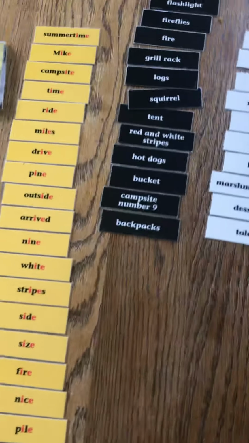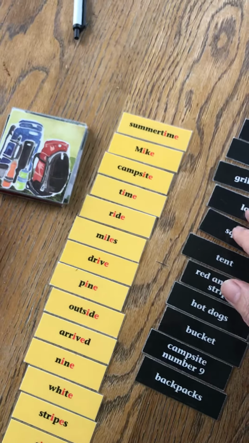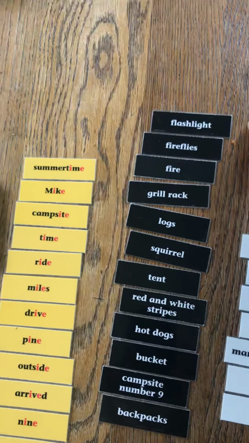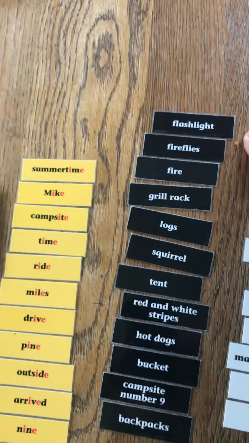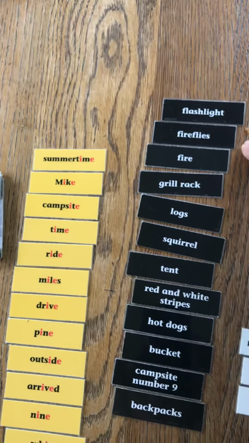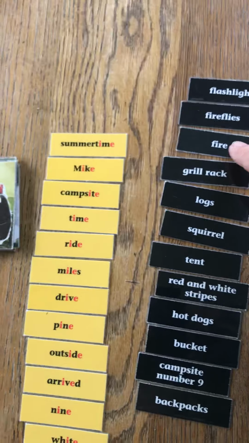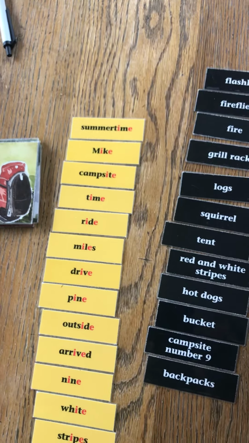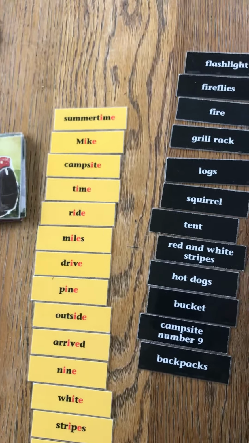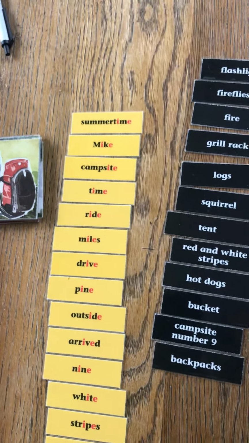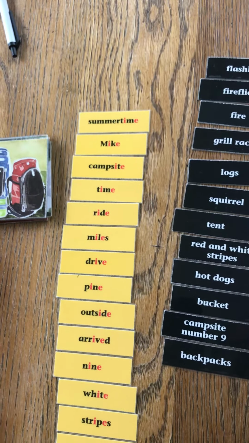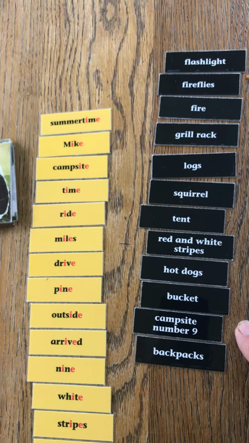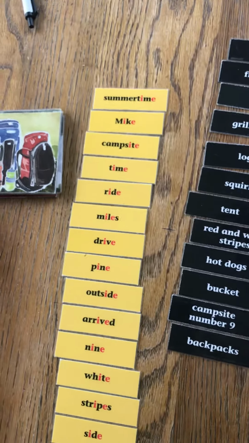And now, let's remember if we can identify some of the nouns in our story. First one I have here is a flashlight. They used that in the tent. Fireflies that came out at night. They made a fire. Okay, that's a noun, that's a thing. A grill rack is a thing, it's a noun. Logs. A squirrel is a thing. A tent is a place. Red and white stripes are things. Hot dogs, yes, that's a noun too. A bucket, campsite 9, and backpacks. Those are the nouns that we talked about.